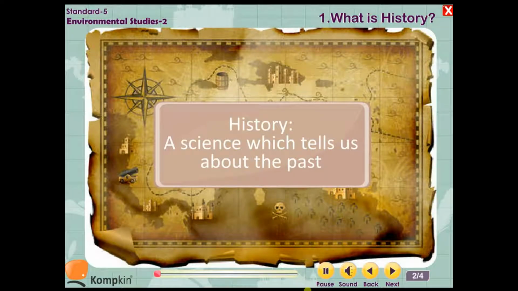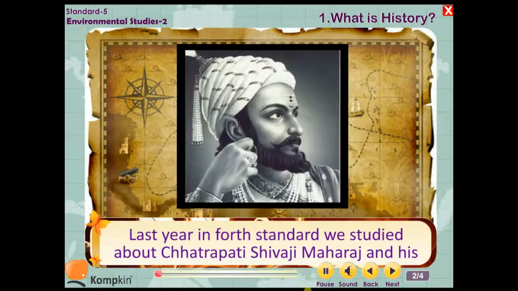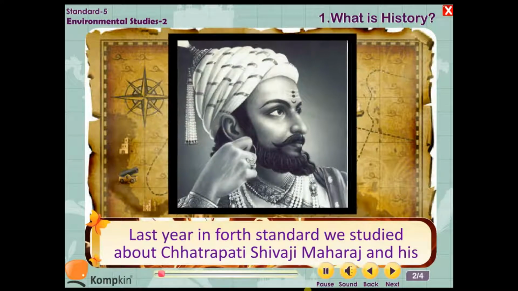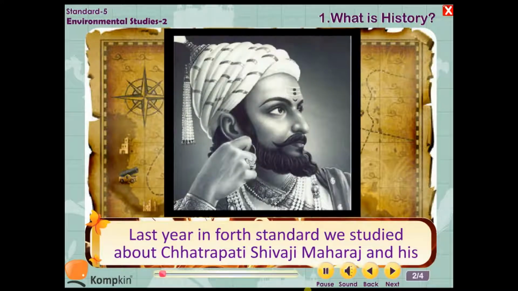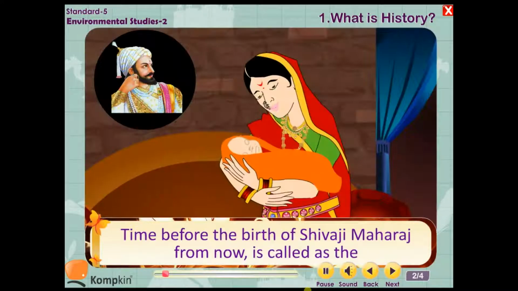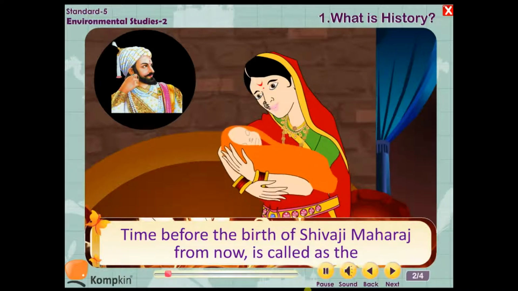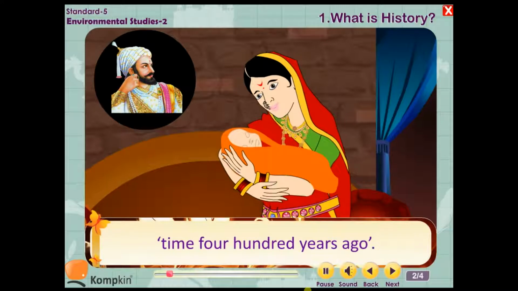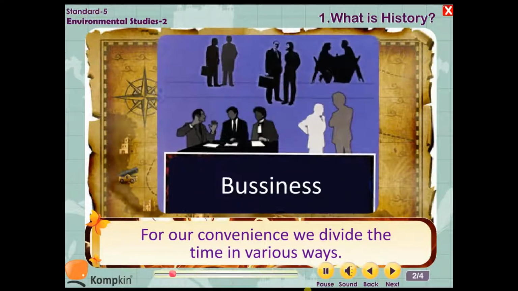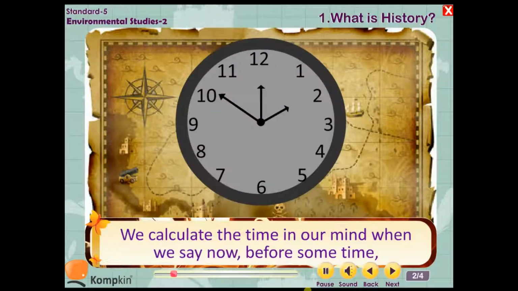History, a science which tells us about the past. Last year, in 4th standard, we studied about Chhatrapati Shivaji Maharaj and his fight for establishing Swaraj. Time before the birth of Shivaji Maharaj from now is called the time 400 years ago. For our convenience, we divide the time in various ways.